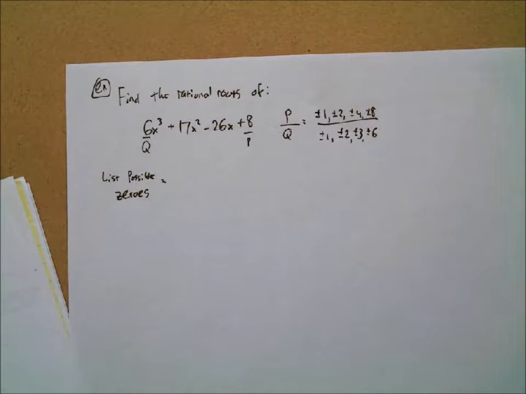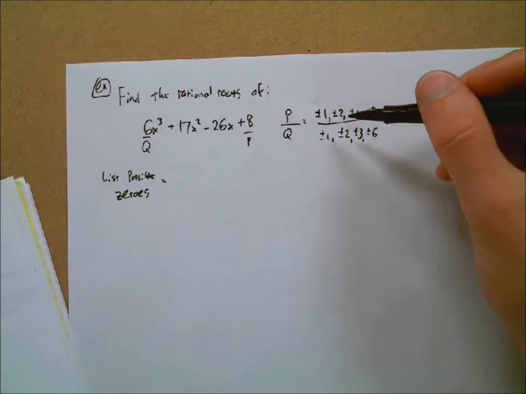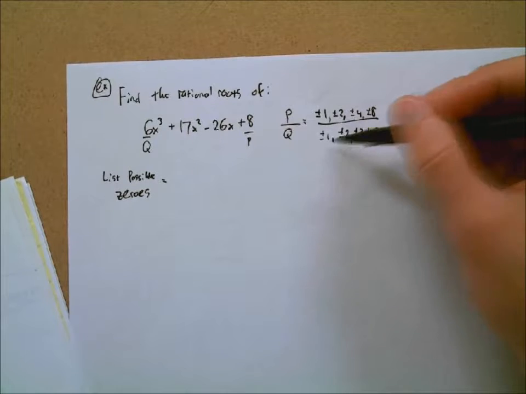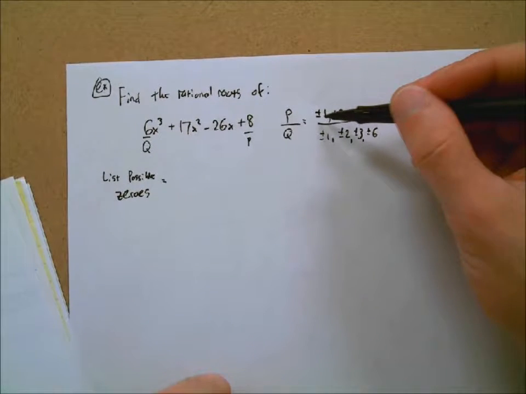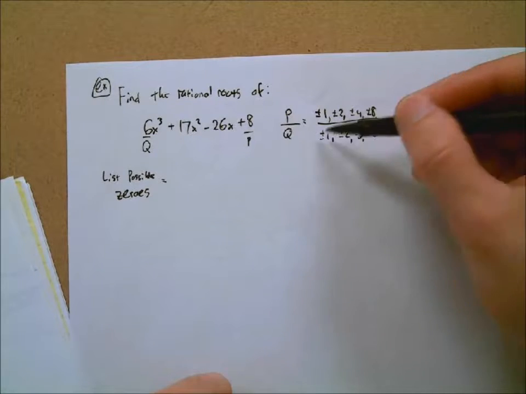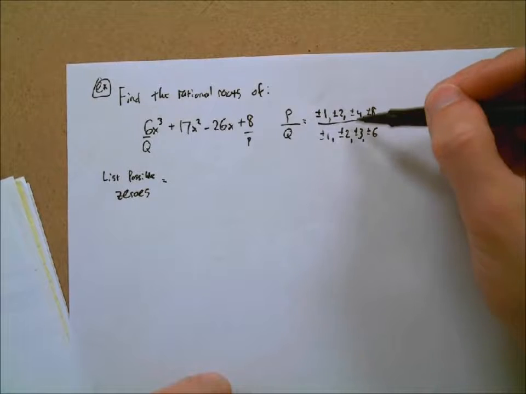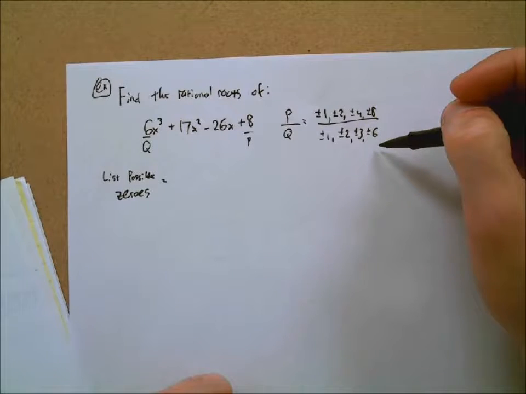So the difference about this problem is that we had multiple factors for p, just like in the last problem, but in this one, now we have multiple factors for q as well, and so we have multiple combinations. In other words, we can do 1 over 1, 2 over 1, 4 over 1, 8 over 1, but then we can also do 1 over 2, 2 over 2, 4 over 2, 8 over 2, and then 1 over 3, 2 over 3, 4 over 3, 8 over 3, and then 1 over 6, 2 over 6, 4 over 6, 8 over 6. It's a lot, right? So let's go ahead.